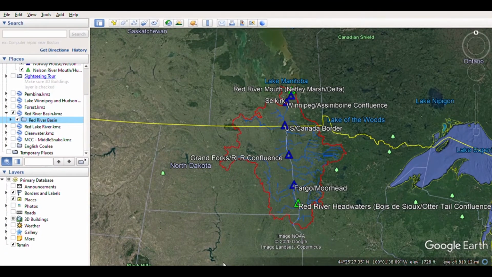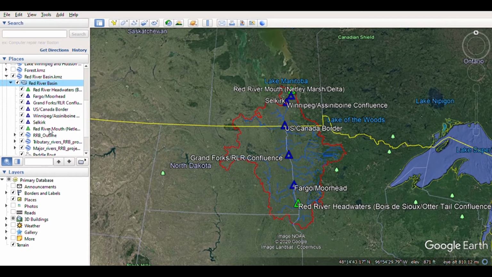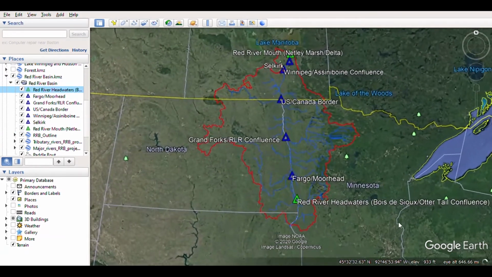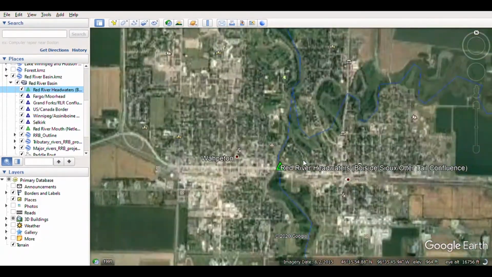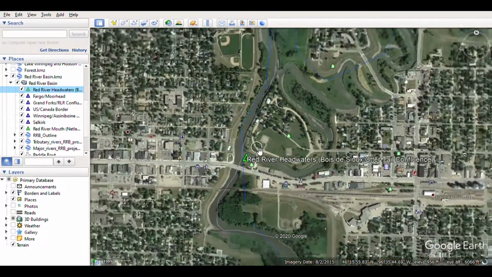Here is a more in-depth look at the Red River Basin now that you saw that brief overview that we just gave you. So as Danielle mentioned, the Red River Basin starts in the south part of the basin at the confluence of the Basin River and Ottertail River. So as we zoom in here, we can see the towns of Wahpeton, North Dakota and Breckenridge, Minnesota.